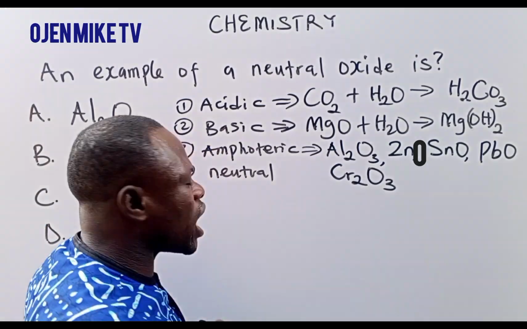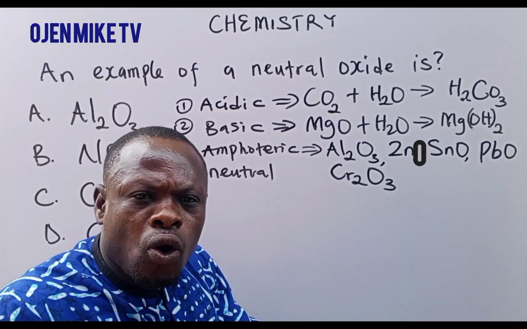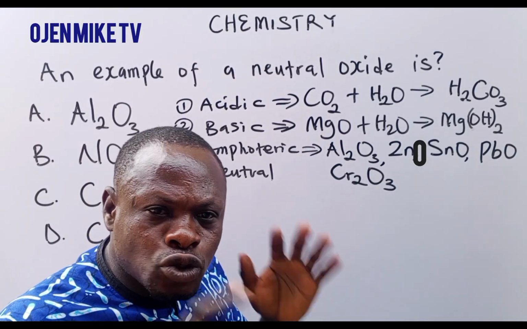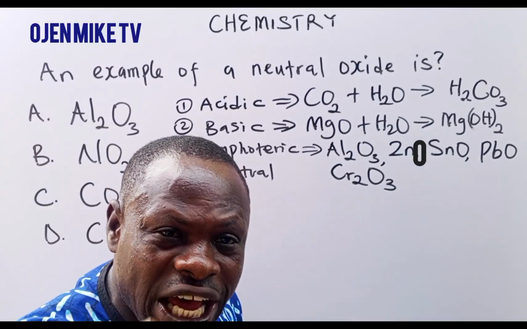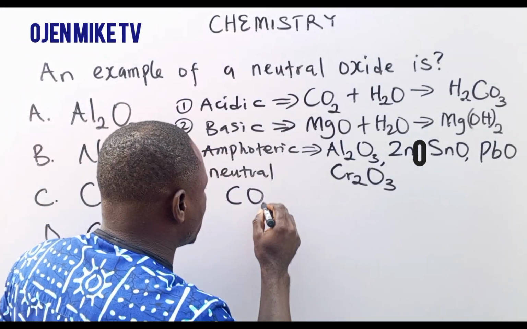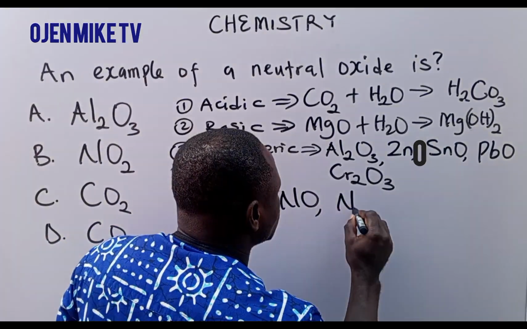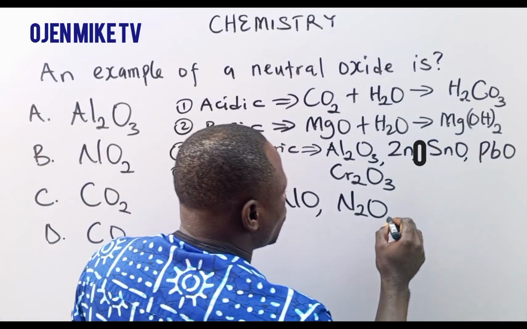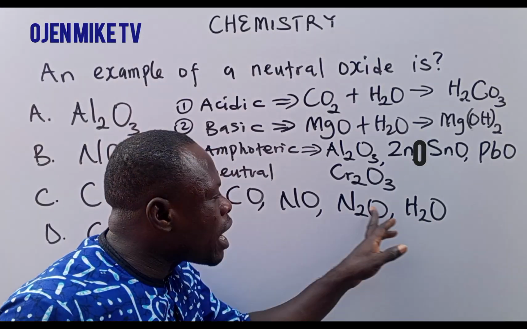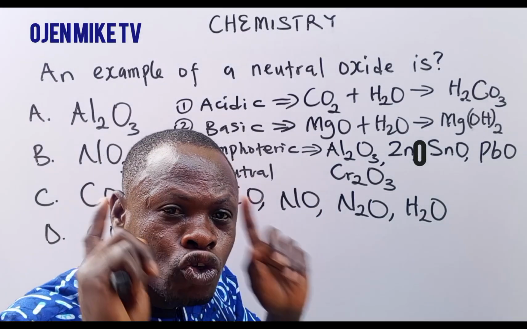Now, neutral oxide. A neutral oxide is an oxide that doesn't form either acid or base in water. When you dissolve them in water, they don't form acid, they don't form base. Examples of neutral oxide, take note: CO, NO, laughing gas, nitrogen 1 oxide, and also H2O. All these are oxides because they are combined with oxygen, and they are all neutral oxides.